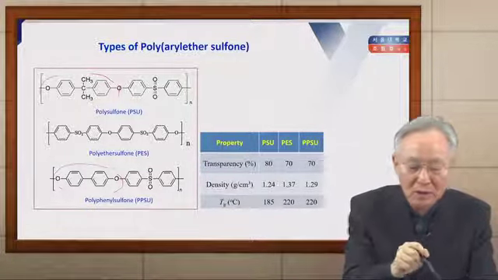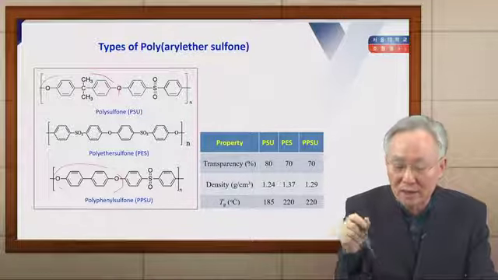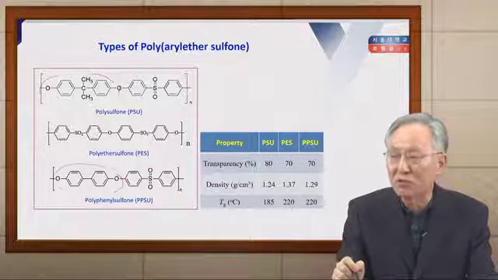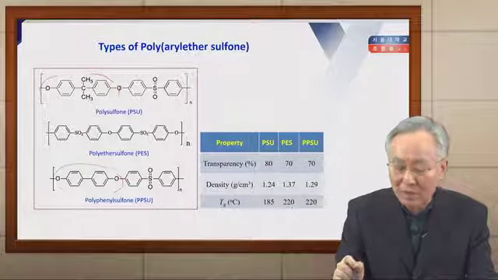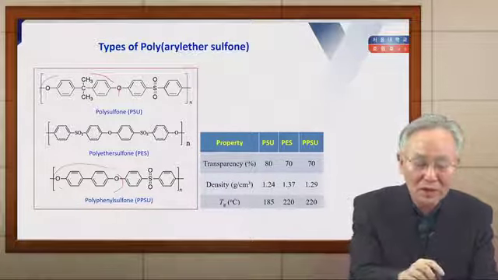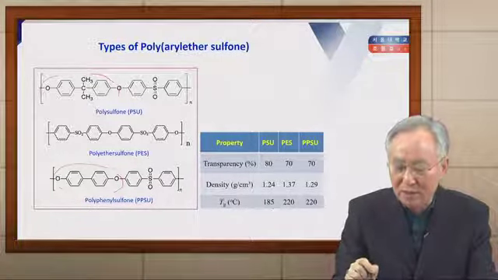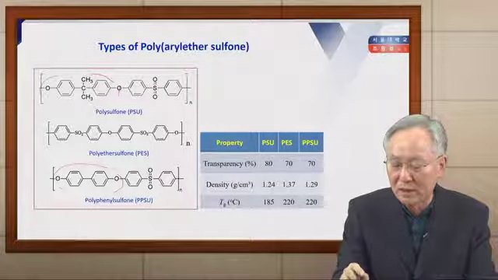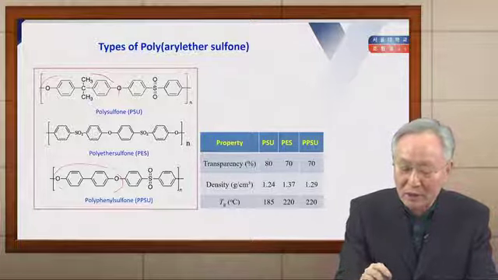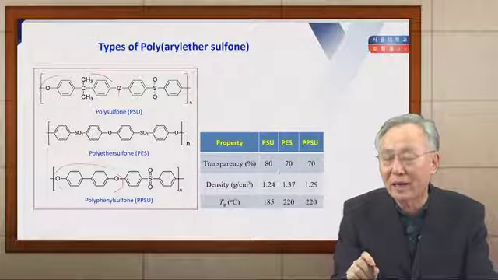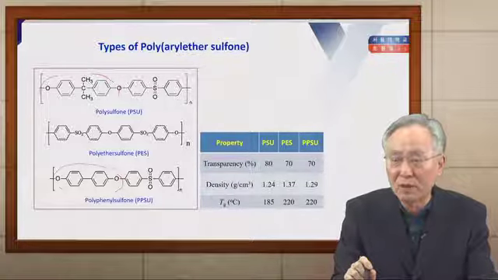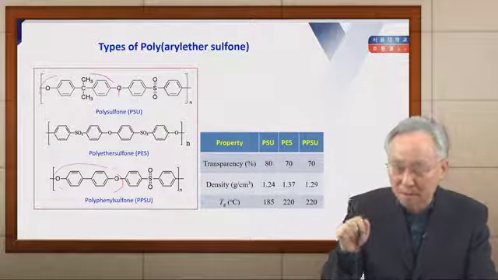Now, when you compare these three types of polyaryl ether sulfones, the glass transition temperature of PES is high, 220 degrees centigrade. However, if you look at the properties of PSU, polysulfone, the glass transition temperature is a little lower than that of PES. However, the transparency of PSU is higher than polyether sulfone. So transparency is sometimes very important for practical applications.